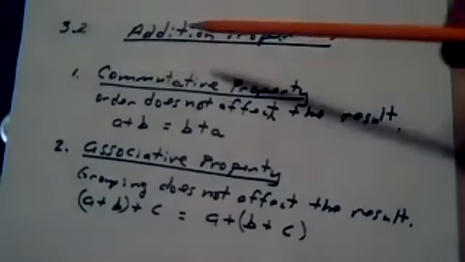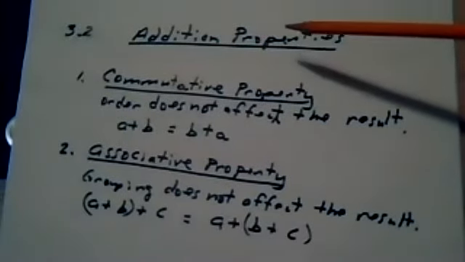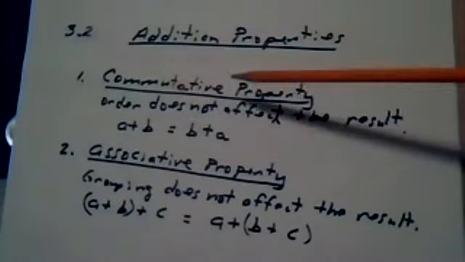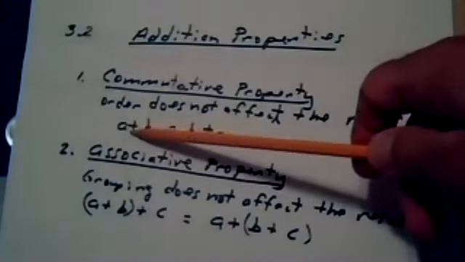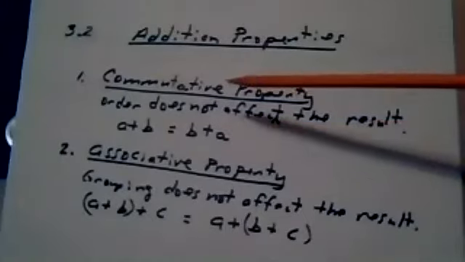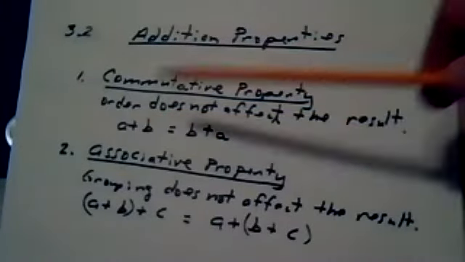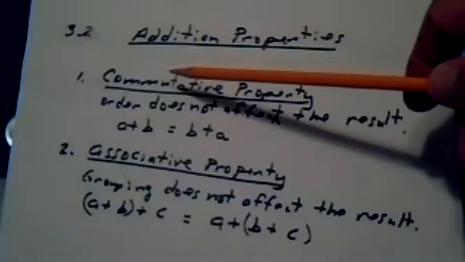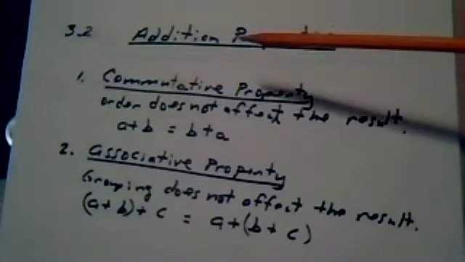Then we have some properties, addition property. When you're adding numbers, the order doesn't affect the result. If that's the case, notice A plus B gives me the same result as B plus A. That means that operation, addition, has the commutative property. Notice it's not commutative, it's commutative property.